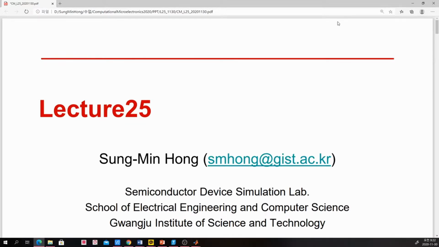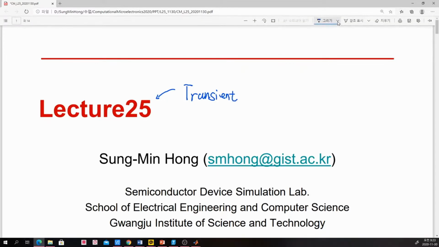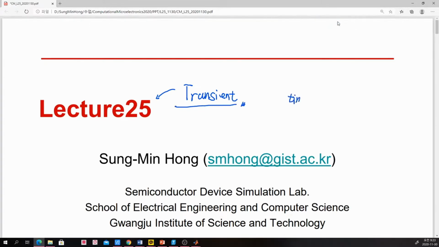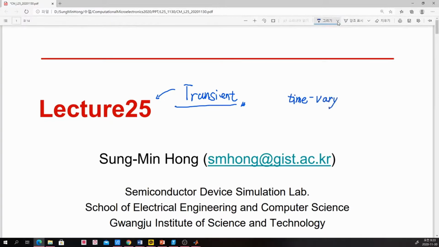Although our semester is devoted to the simulation of semiconductor devices, that is closely related with the simulation of a semiconductor circuit or electronic circuit. So we will talk about it, and quickly we will come back to the device simulation. And one purpose of today's lecture is to introduce the capability to perform transient simulation. So transient simulation means time varying simulation.